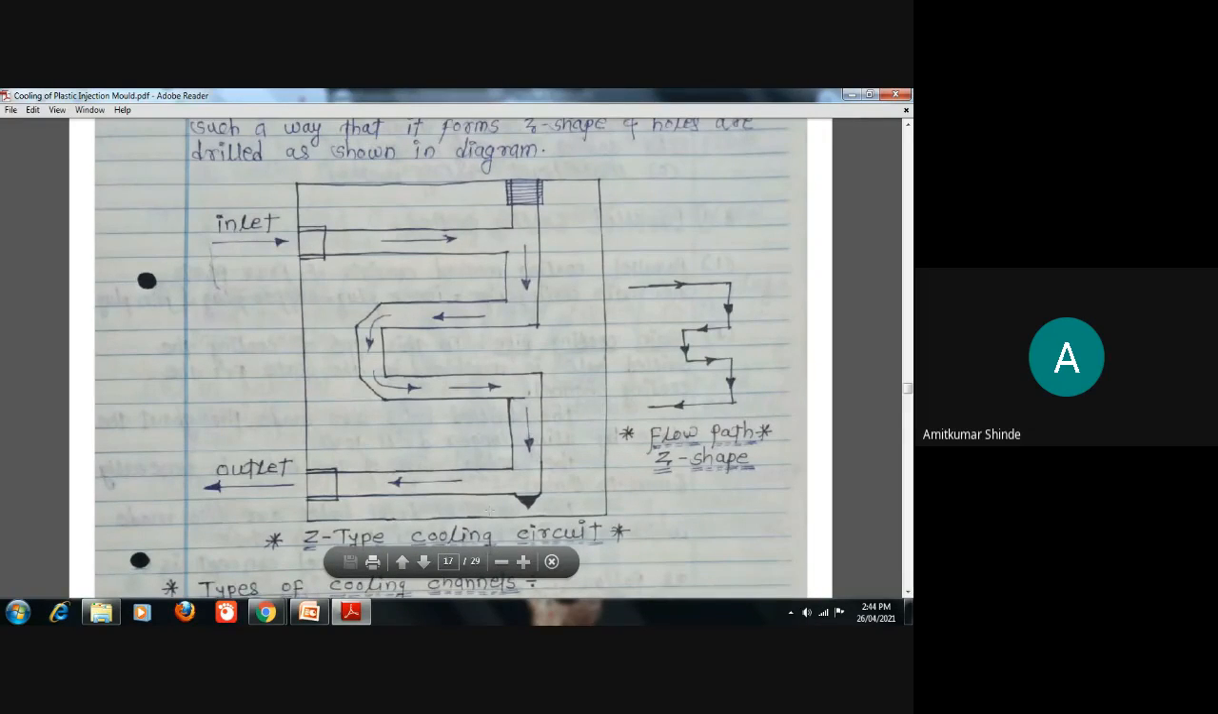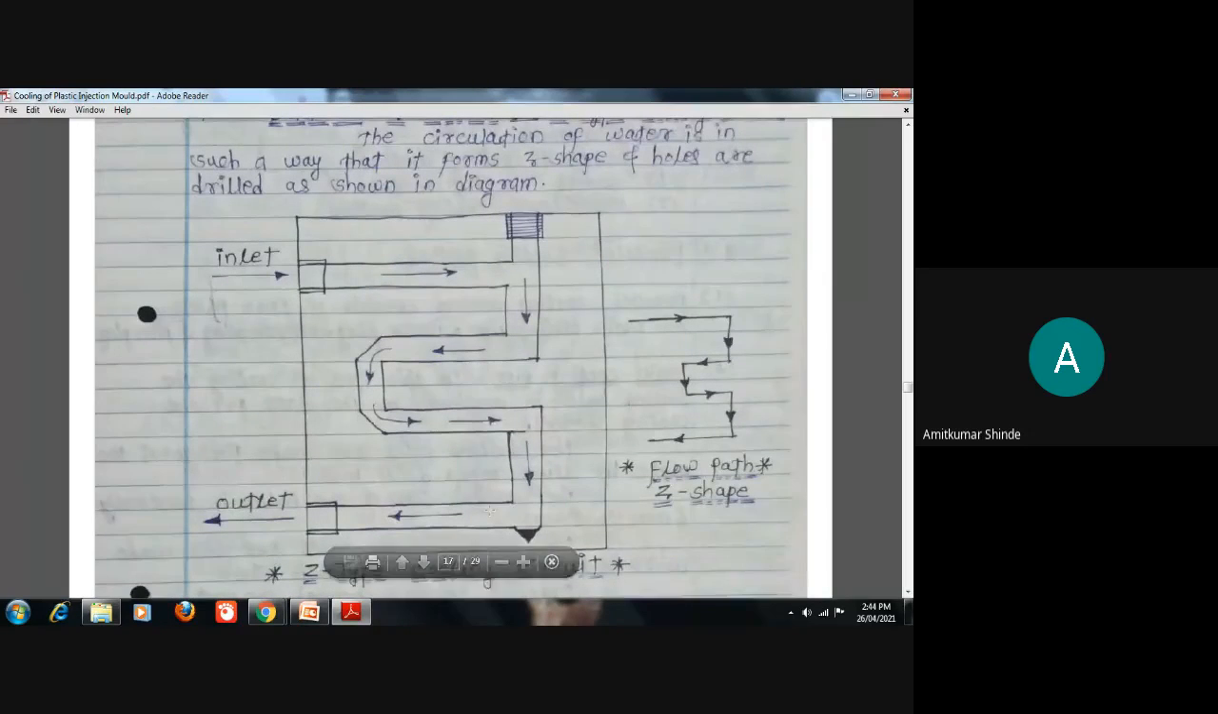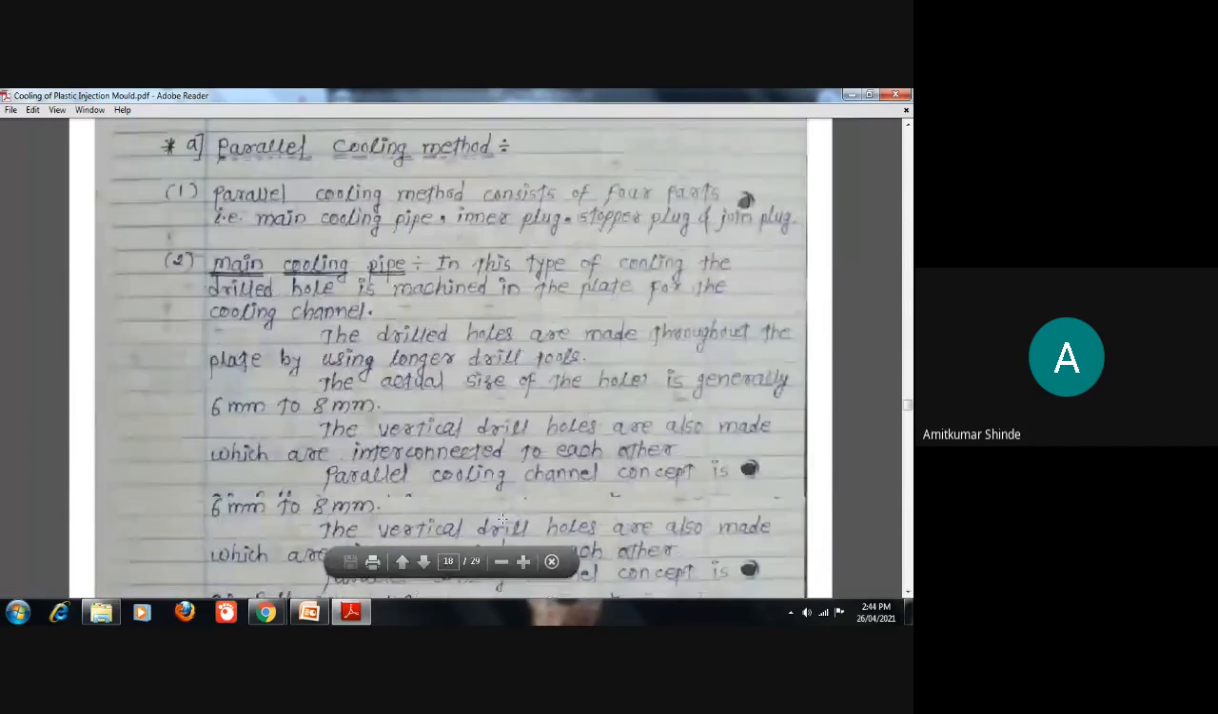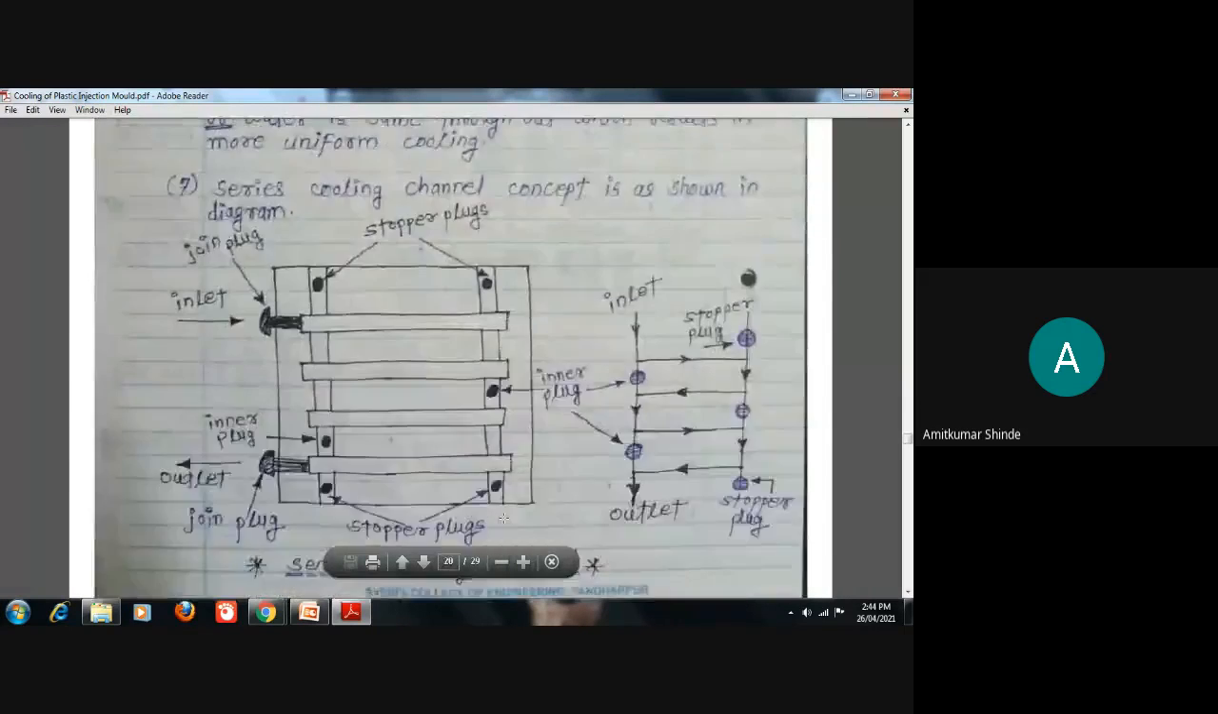Okay, and then after this U type, rectangular type, and Z type cooling circuit, we will move towards the next type. These are cooling channels. Already I have explained these cooling channels.